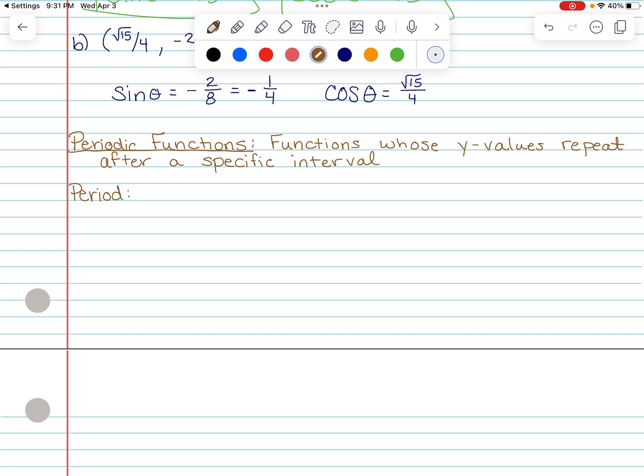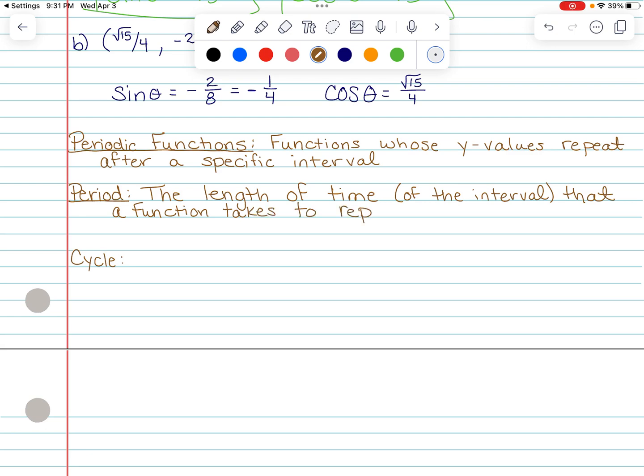Now, when it comes to periodic functions, we have what is known as a period and what is known as a cycle. A period is the length of time of the interval, specifically, that a function takes to repeat. It's how long it is that a function takes to get back to where it started and start again. A cycle is that full repeat. It's that full repetition of the function.